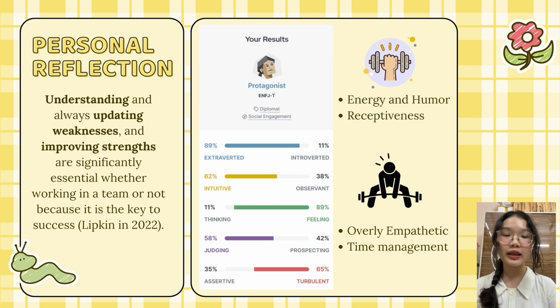I take the MBTI test every year and the result is ENFJ, which means I'm a protagonist, which strongly supports me in identifying strengths and weaknesses. First one is about my strength: energy and humor. Personally, I find that my high energy level brings enthusiasm and vitality to the team. My dynamism helps uplift morale, motivate others, and foster a more relaxed and enjoyable working environment for everyone.